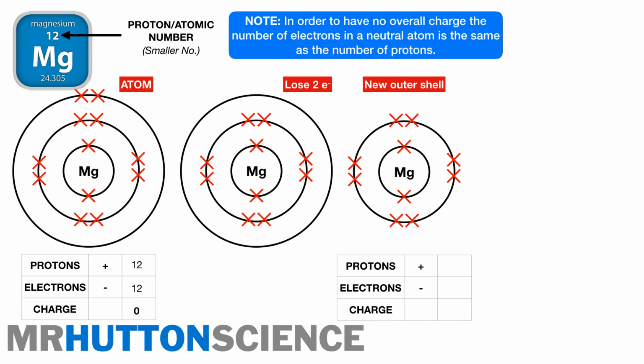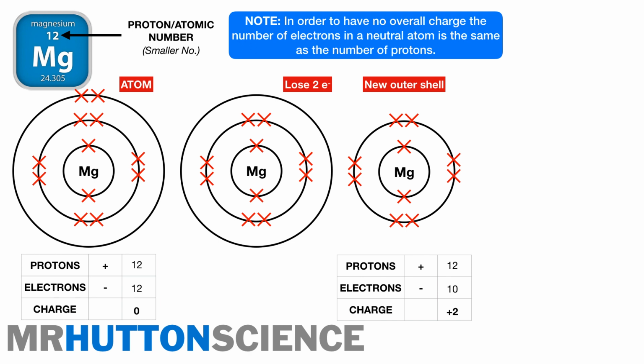So we can count up our protons and electrons again. Protons haven't changed, okay? We have not changed the element. Our proton number is the same, so it's still 12. And the electrons, if you count those up, we've got 10. So overall, 12 minus 10 leaves us with a charge of +2.